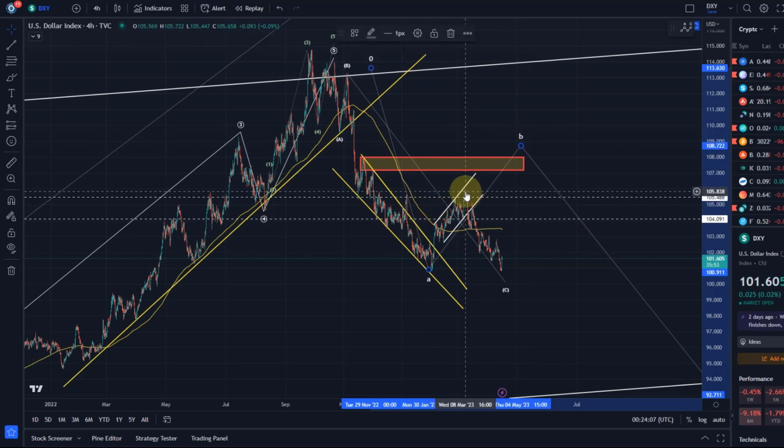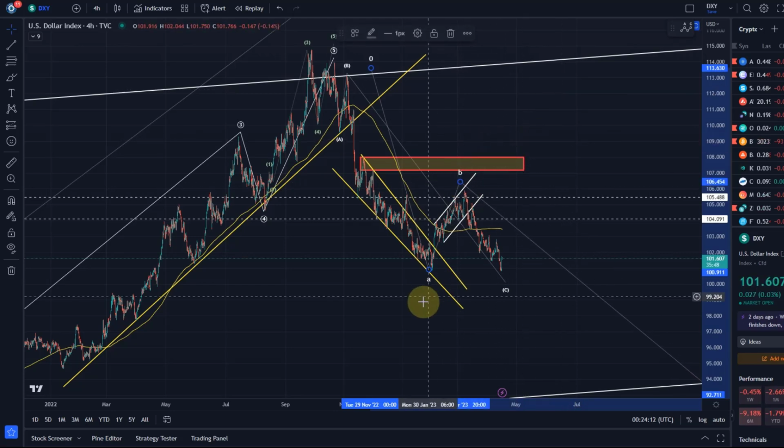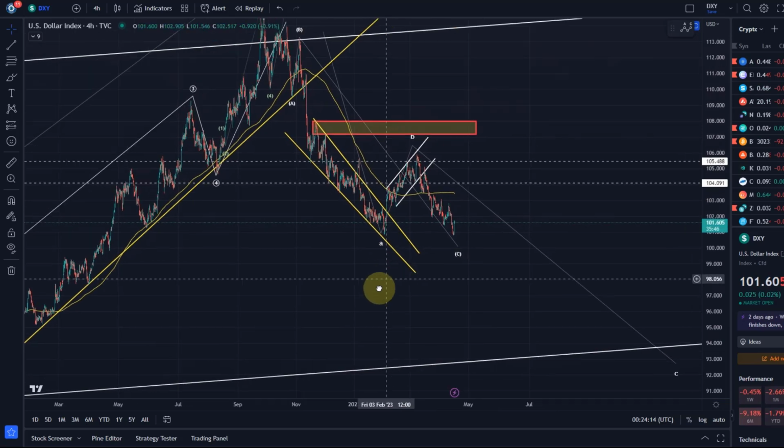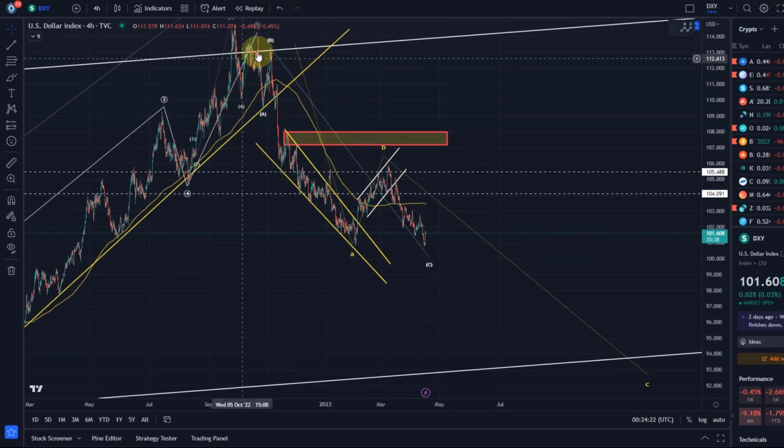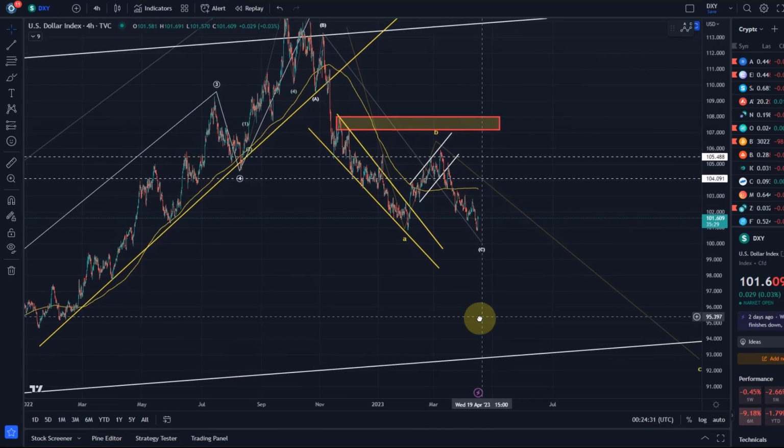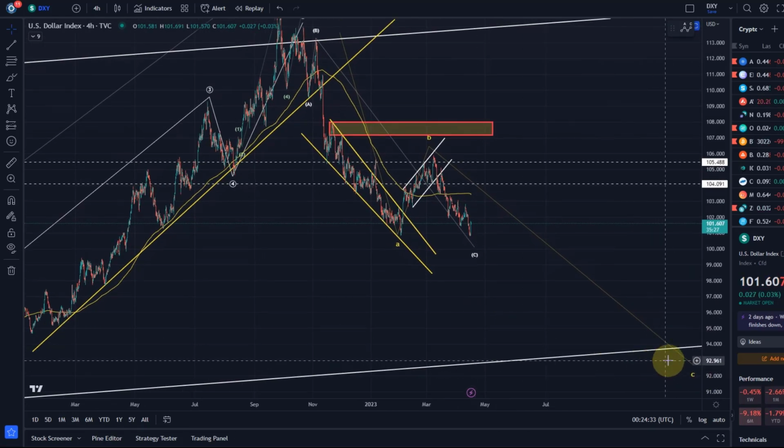I mean, a B wave can be shallow. And I would say, okay, alternatively, we've got something like that. That would be the alternative. Let me change the color of this structure so you can see the difference. So A wave down, B wave up, and we could now be in a C wave down. That would be quite bearish for the DXY, to be honest, because then we would be looking at something around the $90 range.